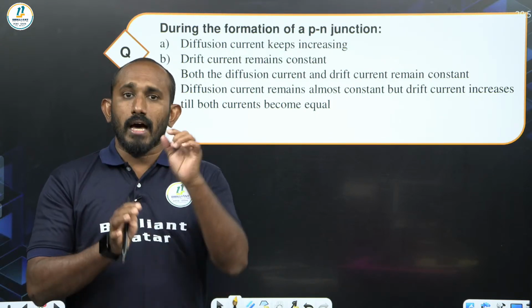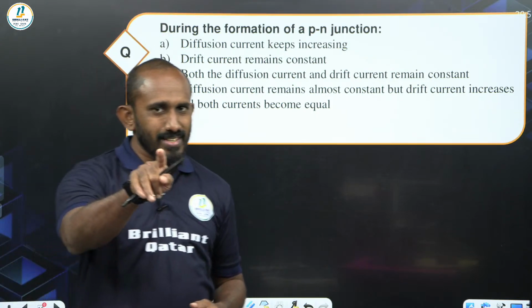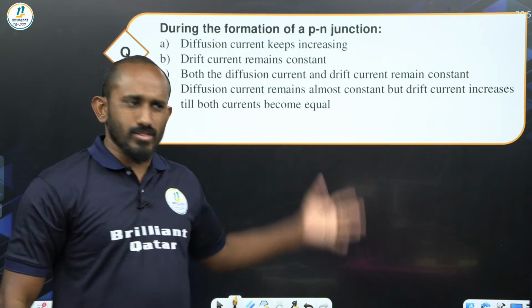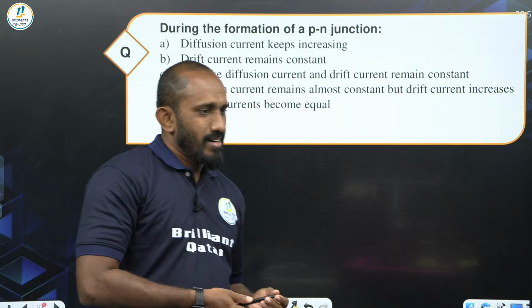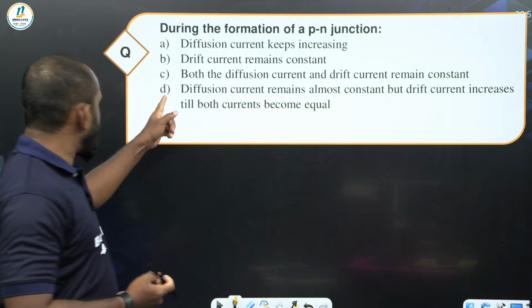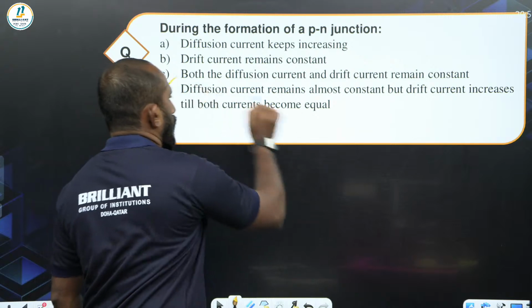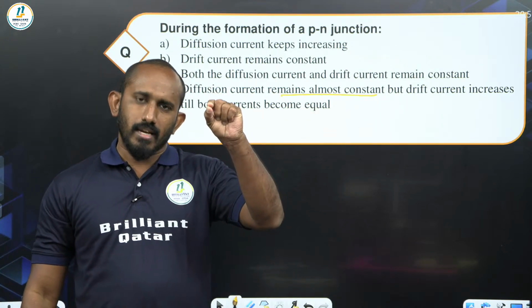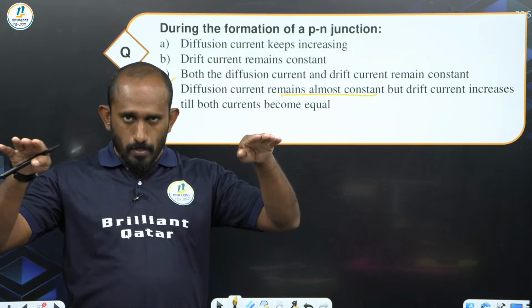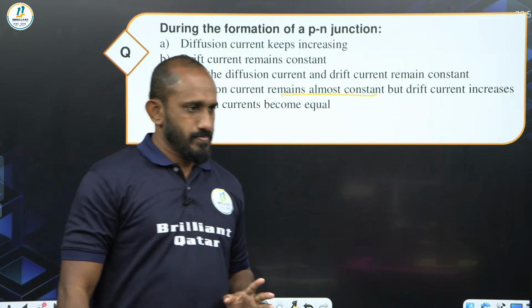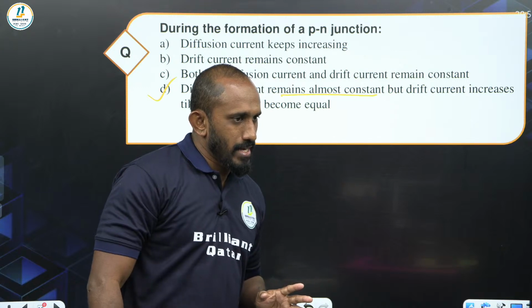Then the depletion region will be there and a barrier potential will be there. That is the PN junction formation. Clearly you might have studied it. So that is the question. Yeah, the answer, Venkata, Sanjay. Everyone gave the correct answer. Good. So it is D: the diffusion current remains almost constant. You might have studied that diffusion current increases a little bit, then after that drift also increases, and both become equal after that. They only mentioned almost constant. Clear, all of you? Yeah, good.